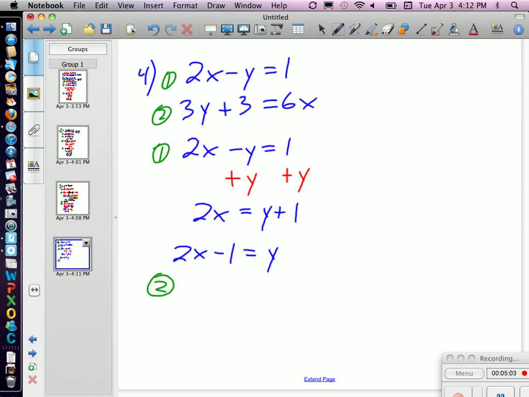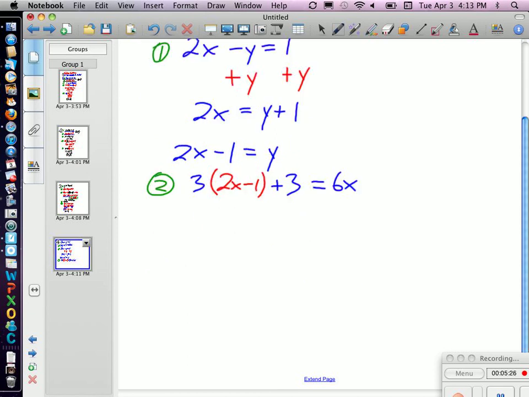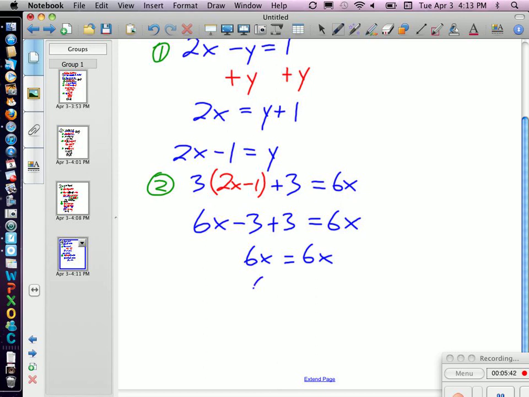So now we solve for y, so I'm going to plug in 3 times y, which is 2x minus 1, plus 3 equals 6x. Okay, so there's our substitution. Now I'm going to simplify and solve. 6x minus 3 plus 3 equals 6x. The 3's cancel, leaving us with 6x equals 6x. I'm going to get the x's on the same side, so I'm going to subtract 6x from both sides, leaving us with, our x's went away again.